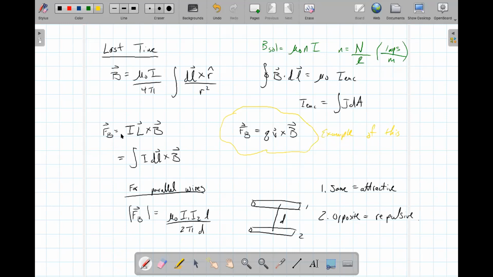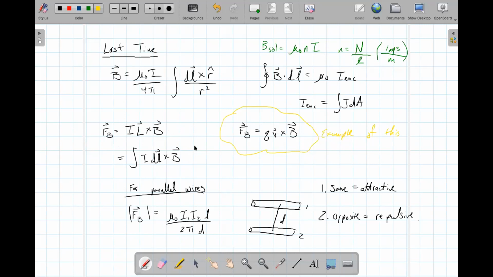Again, the force on a straight wire in a constant external magnetic field is IL cross B. Or if I have a non-straight wire, or a non-constant magnetic field, or both, then it's the integral of the current times the differential length crossed with the external magnetic field. Or if I have a charged particle in an external magnetic field, the force on it is the charge of that particle times the velocity crossed with the external magnetic field.